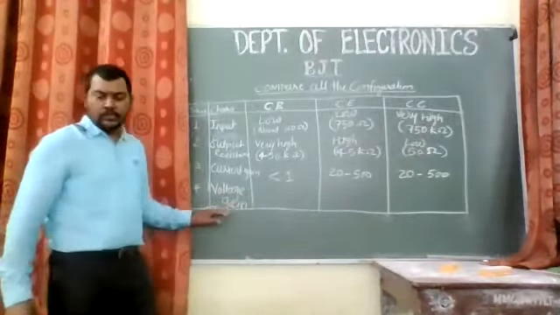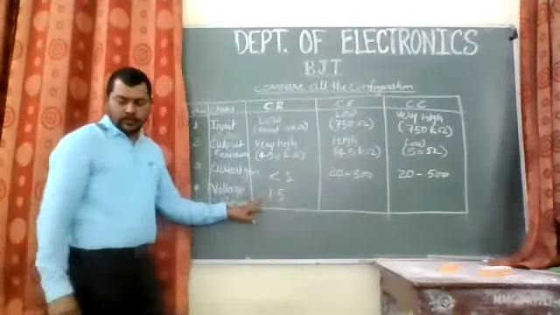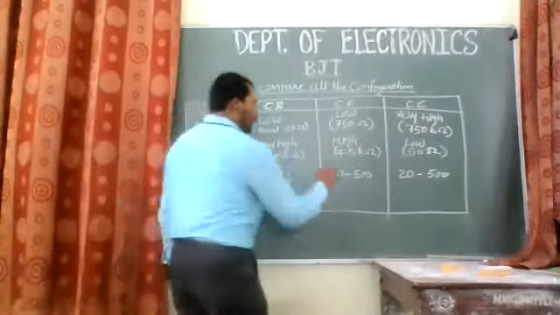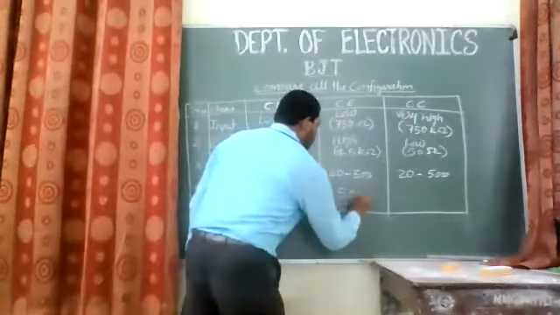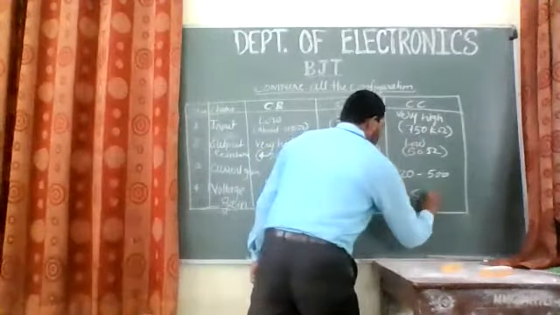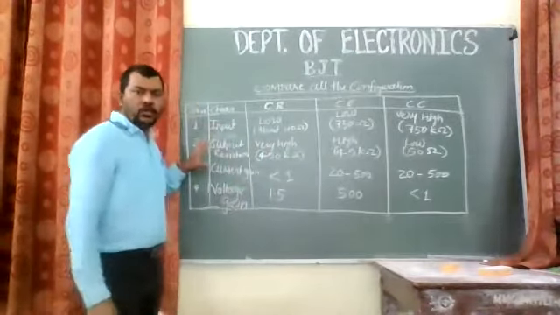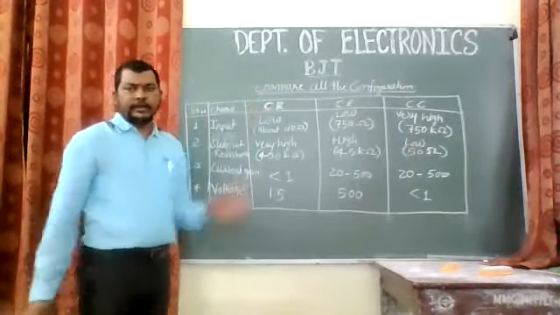What would be the voltage gain? So voltage gain is around 1.5. 1.5 is the gain, and in CE it is around 500, whereas in common collector it is less than 1. Okay, so as you can see, these are the four characteristics on which these configurations can be compared.